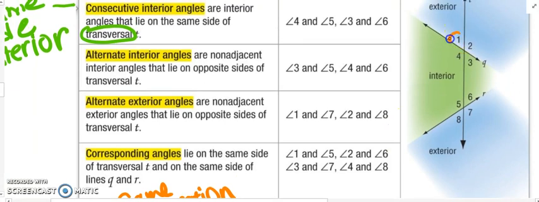So like angle 1 is on the top left, angle 5 is on the top left. Those are corresponding. 2 is on the top right, 6 is on the top right. Those are corresponding. 4 is on the bottom left, 8 is on the bottom left, 3 is on the bottom right, 7 is on the bottom right.